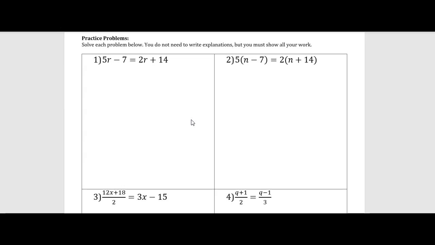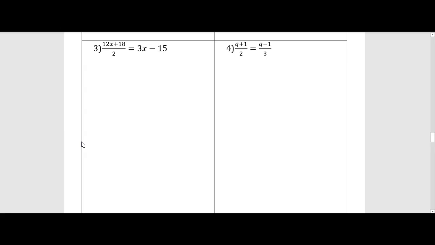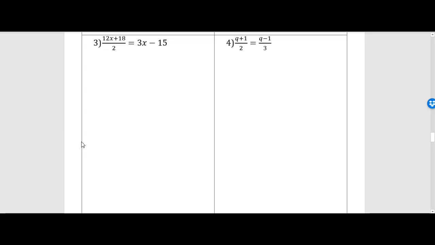But before you keep watching the video, pause it, attempt all these on your own, and then when you're ready, come back to the video and see how you did. Okay, so the first one we're going to start with is number 4. I think numbers 1 through 3 you'll be able to figure out, and if you can't, you can always go back to the problems we did up above to help you out.